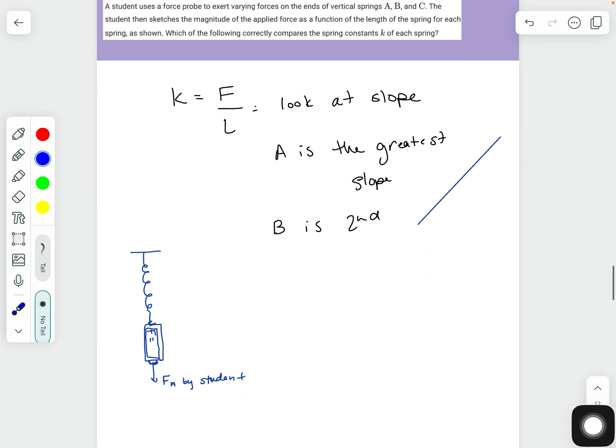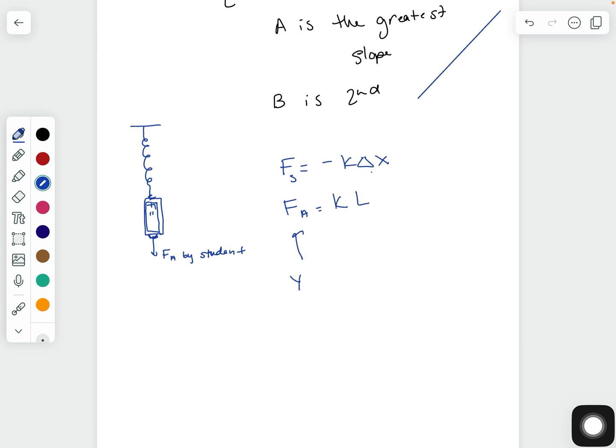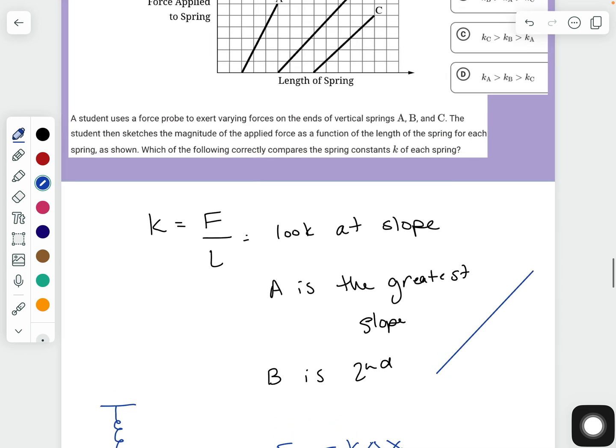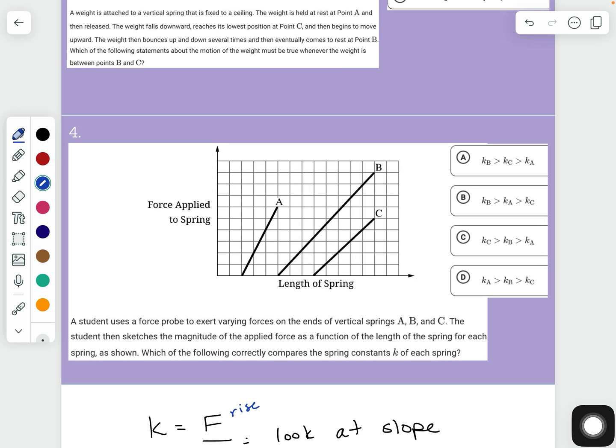And when we take a look at our equation for spring force, the spring force is equal to negative K delta X, right? Well, in this situation, we're actually not measuring the spring force, we're measuring the applied force, which will be in the opposite direction, so it will be a positive K, and instead of X, we're going to put an L. And this is what's on the Y-axis, the F applied, and the length is what's on the X-axis. So guess what, folks? K is going to be the slope, or you could think of it as rise over run. I just look at how steep the slopes are. The steeper the slope, the greater the spring constant.